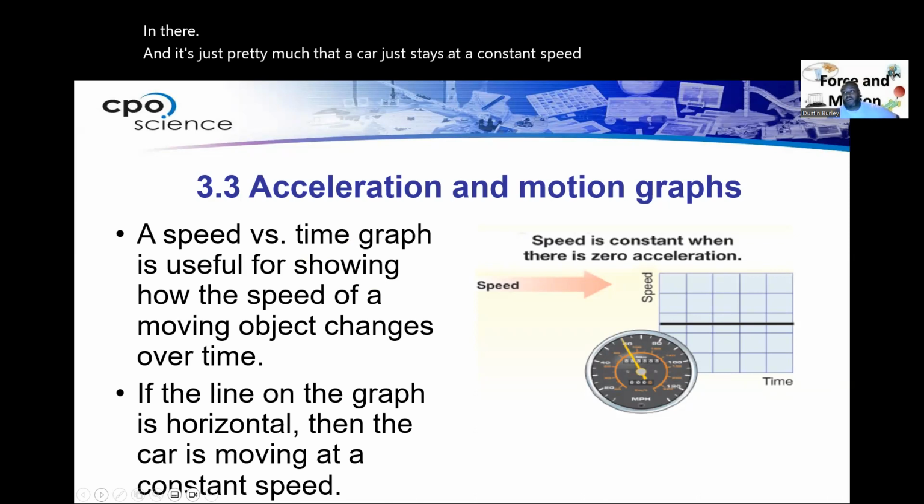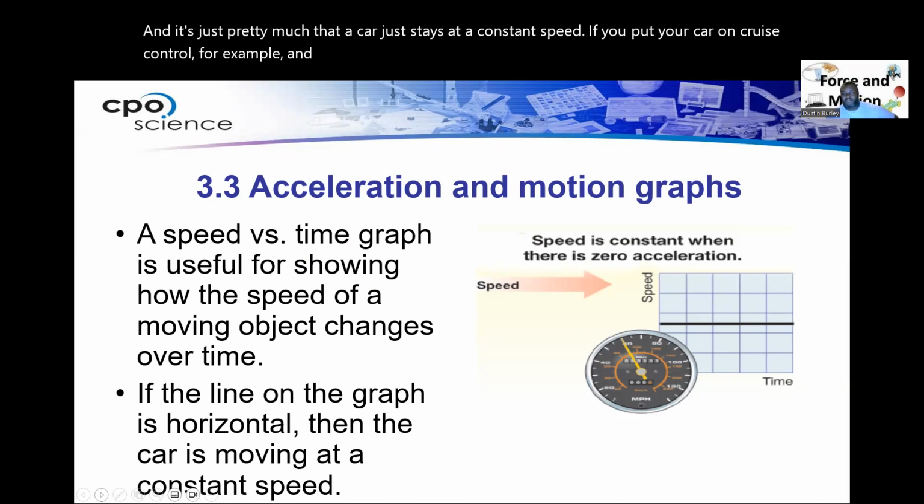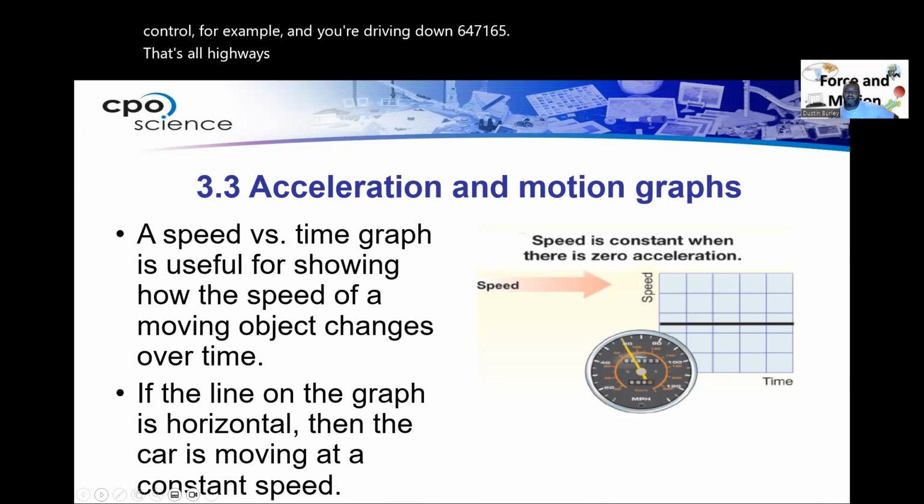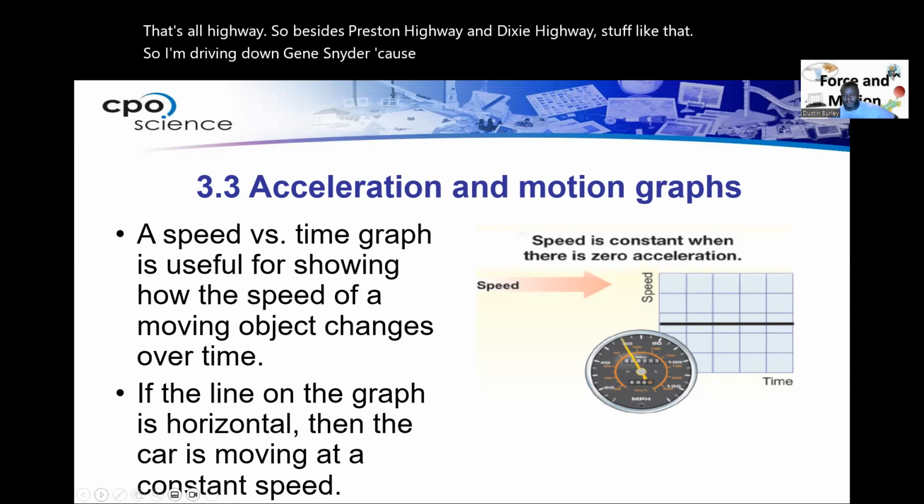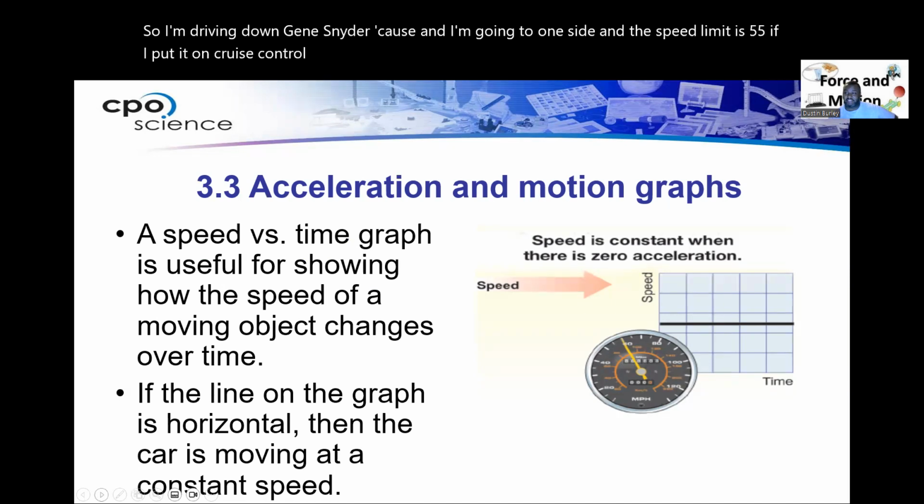If you put your car on cruise control, for example, and you're driving down 64, 71, 65, that's all highways, besides Preston Highway and Dixie Highway, stuff like that. So I'm driving down Gene Snyder and the speed limit is 55. Well, if I put it on cruise control, guess what? It stays consistent and nothing's going to change.